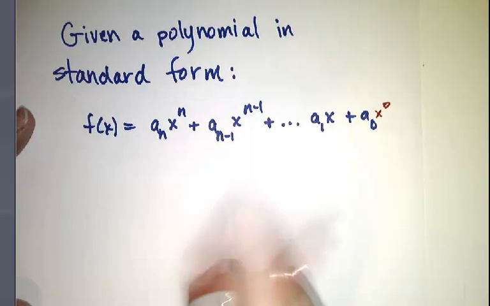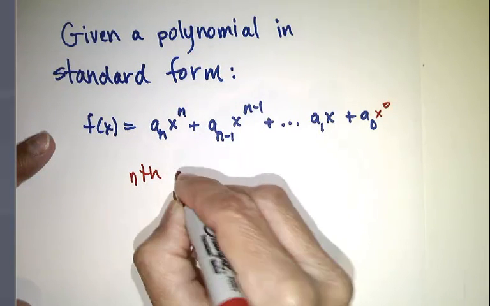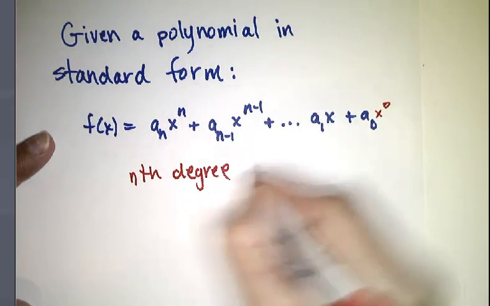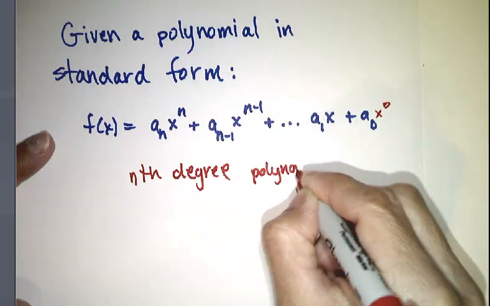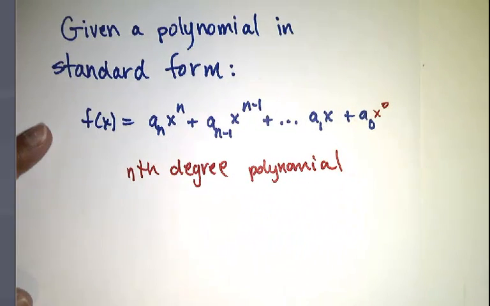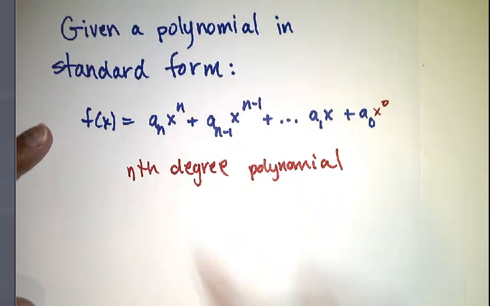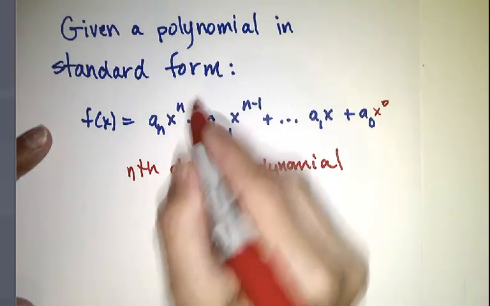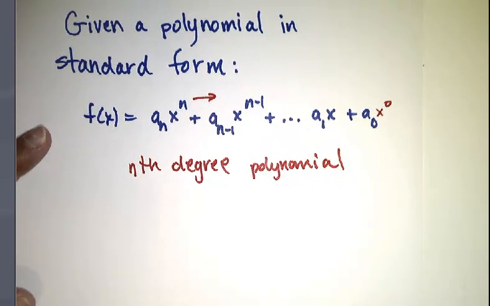And if that's the case, then I have an nth degree polynomial. Okay, it's the highest degree that is present. It's the highest power that is present, and that determines my degree. In standard form, we always write that power in descending order.